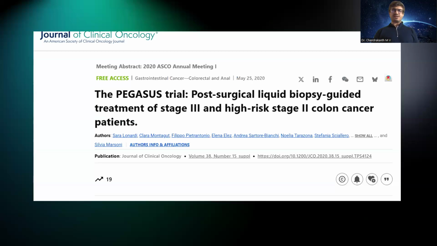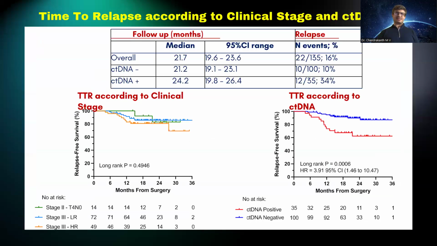This is the PEGASUS study. Again, the left one is the prognostication based on the stages: stage 2, stage 3 low risk, stage 3 high risk. You can see the curves sitting on one another, whereas on the right side you can see the clear separation. ctDNA positive do extremely well, ctDNA negative don't do well. Therefore, ctDNA-based prognostication and prediction is better than clinicopathologic distinction.